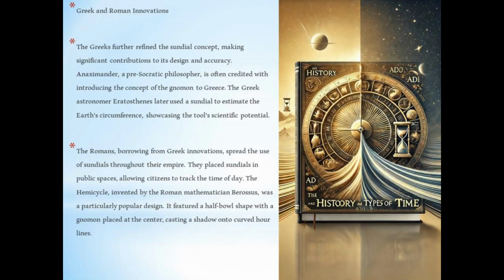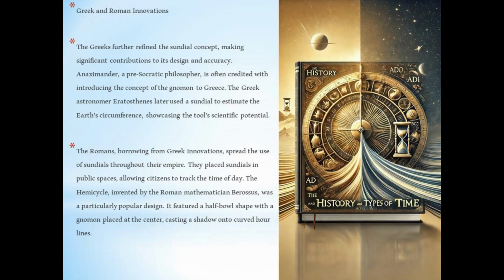Greek and Roman innovations. The Greeks further refined the sundial concept, making significant contributions to its design and accuracy. Anaximander, a pre-Socratic philosopher, is often credited with introducing the concept of the gnomon to Greece. The Greek astronomer Eratosthenes later used a sundial to estimate the Earth's circumference, showcasing the tool's scientific potential.